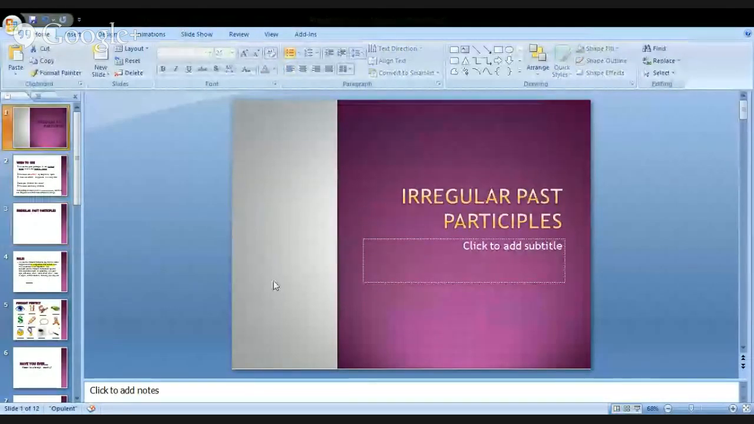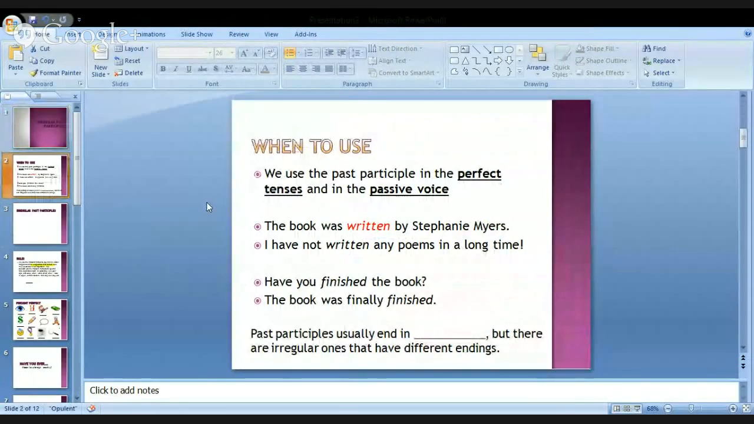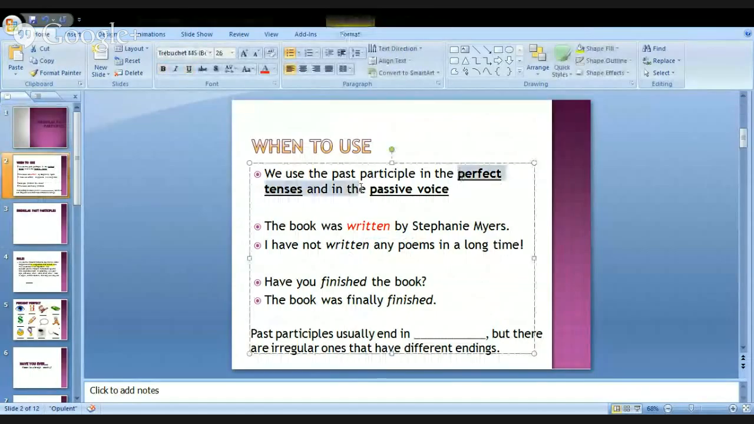Okay. So like I said, we're talking about the irregular past participles in this lesson. Okay, and so when we use these, we're going to use the past participle in the perfect tenses and also in the passive voice. So we talked about passive voice a little bit in our last lesson. So for example, this first sentence, can you read this for me, Fernando? Okay, the book was written by Stephanie Meyers. Right, so the book was written by Stephanie Meyers, and this right here is a past participle. That's just the name that it's called in speech. And Fernando, do you remember what book was written by Stephanie Meyers?